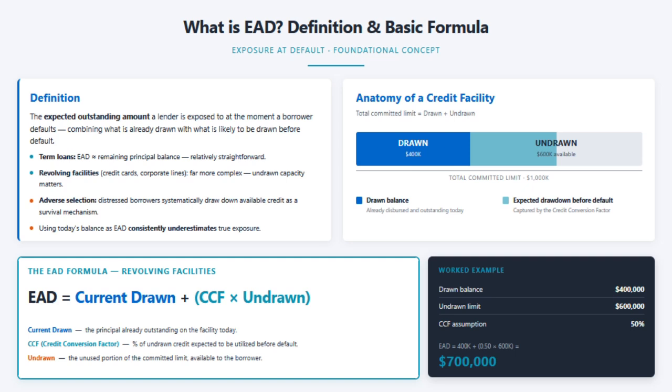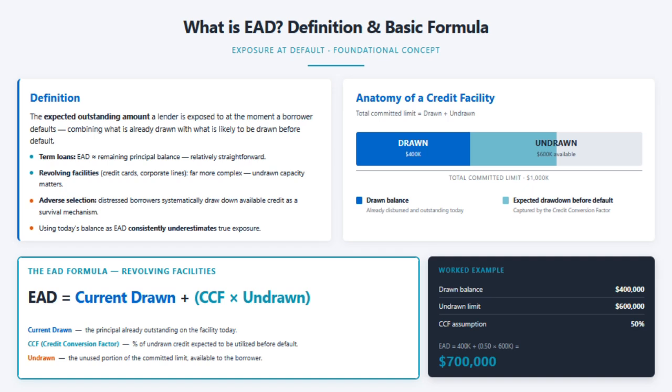So for a simple term loan, this might seem straightforward. It's the remaining principal balance. But for revolving facilities like credit cards or corporate credit lines, it's far more complex. The basic EAD formula for revolving facilities is EAD equal to current drawn balance plus CCF into the undrawn amount. Here CCF is the credit conversion factor, the percentage of currently undrawn credit that we expect the borrower to utilize before defaulting. But here's the critical insight that many miss.